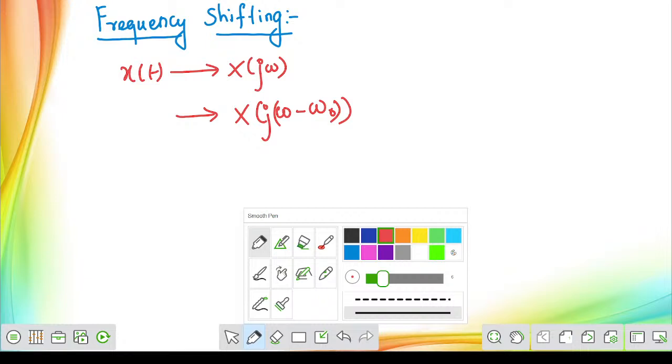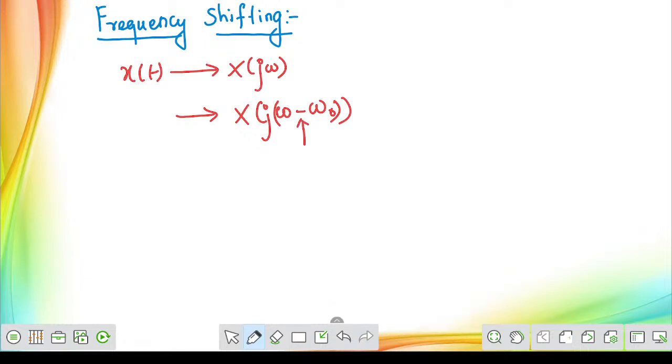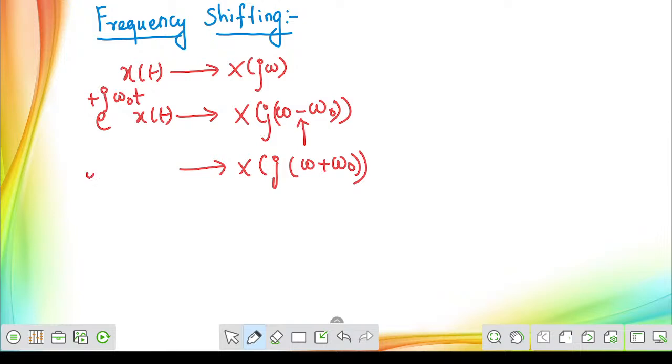Okay. So if it is shifted by minus omega naught, then here it will be raised to the power of exponential, and there it is minus. Then here it will be plus j times omega naught times t, along with x of t. If we are shifting the same signal, for example, if x of j omega will be shifted to plus omega naught, as usual, frequency shifting will always change the sign. So here it has been shifted by plus, so here we'll have to consider minus j omega naught times t into x of t. This is all about frequency shifting.